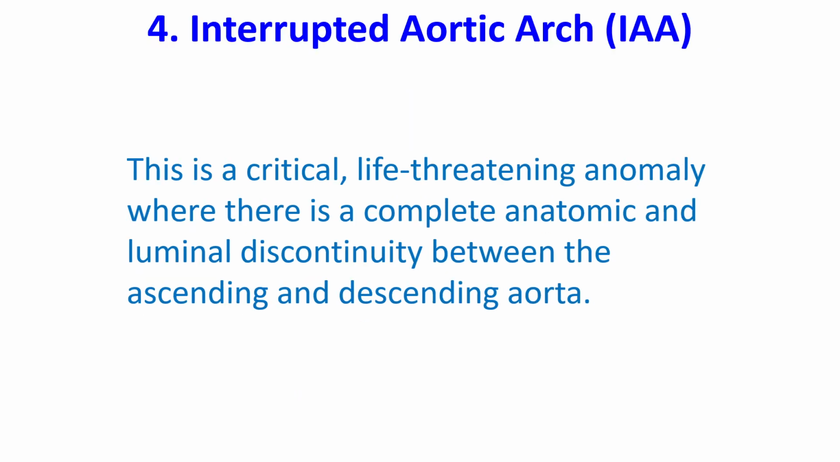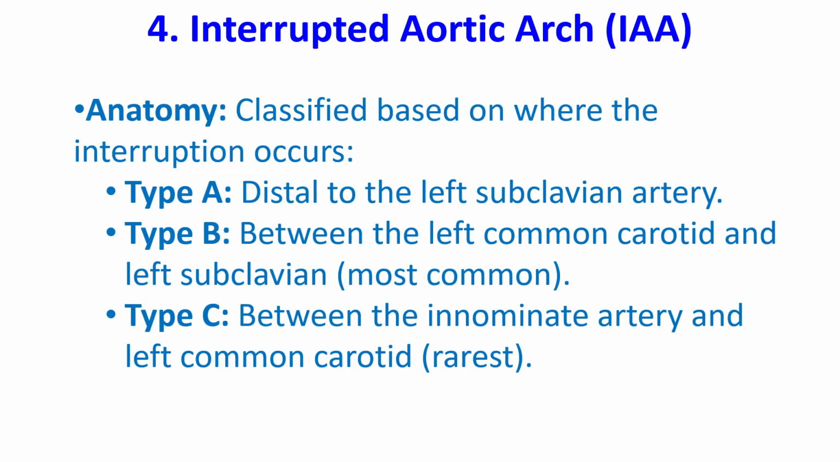Interrupted aortic arch is a critical life-threatening anomaly where there is complete anatomic and luminal discontinuity between the ascending and descending aorta. Interrupted aortic arch can be classified based on where the interruption occurs. Type A, distal to the left subclavian artery. Type B, between left common carotid and left subclavian, most common variety. Type C, between the innominate artery and left common carotid artery, rarest.